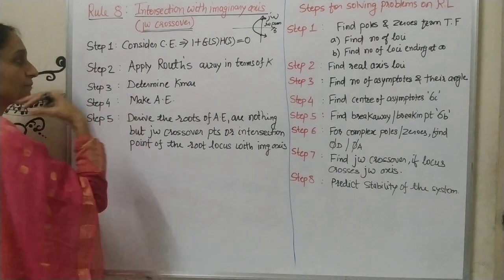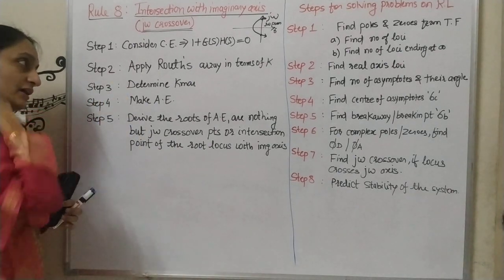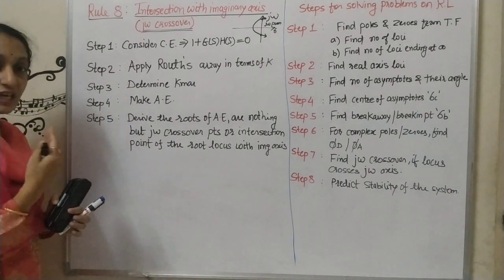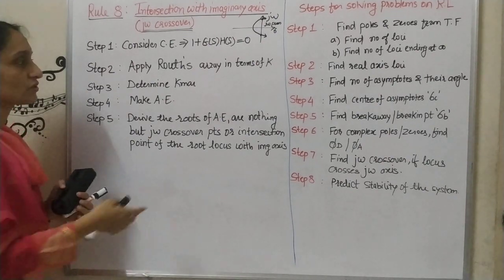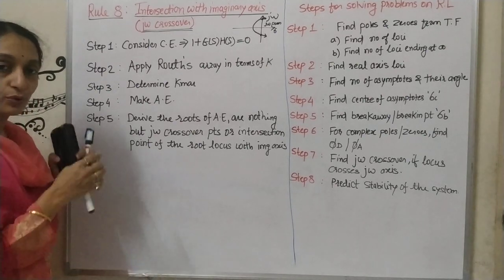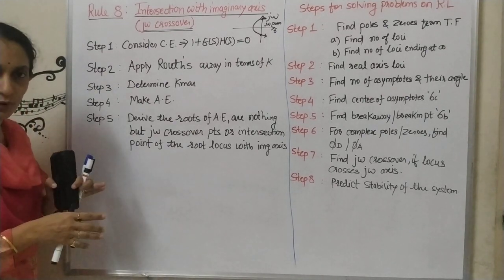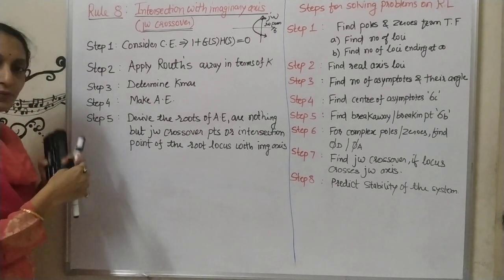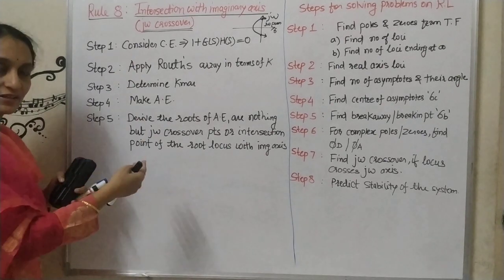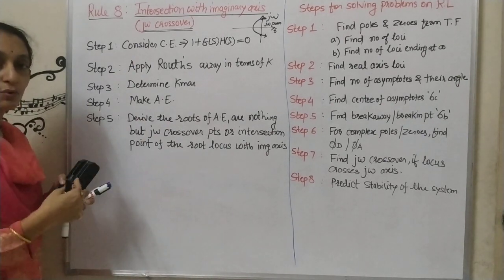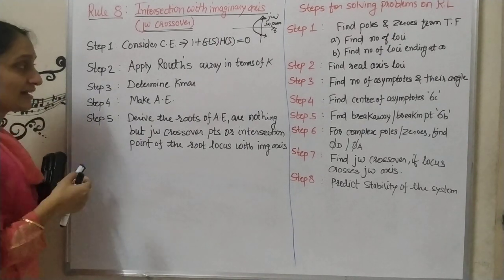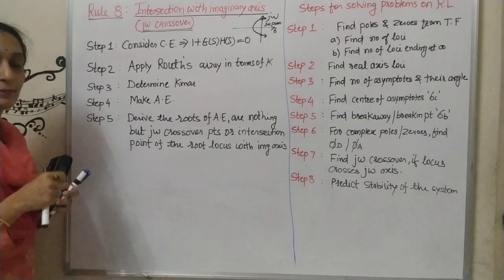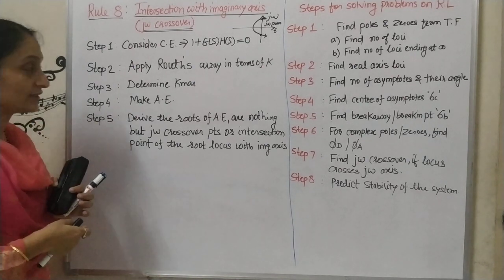Okay, then step number 2, apply Routh's array in terms of k. If that transfer function is in terms of k, so definitely your characteristic equation will be in terms of k. So we know how to form the Routh array. First 2 rows will be from the characteristic equation and the remaining rows we need to put using the formula, and the last term, that is the s raised to power 0 element, will be again from the characteristic equation.